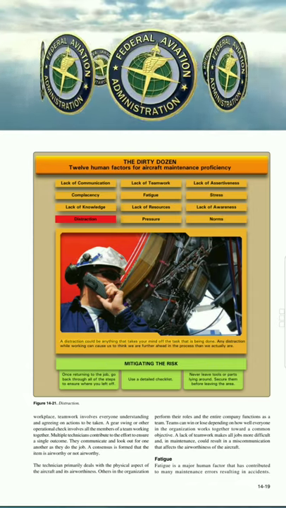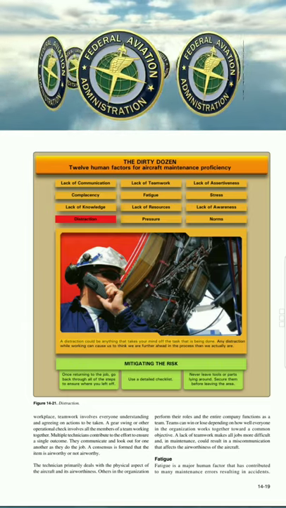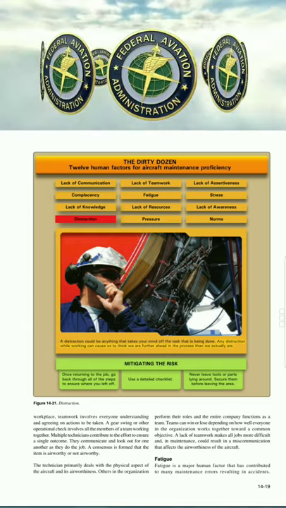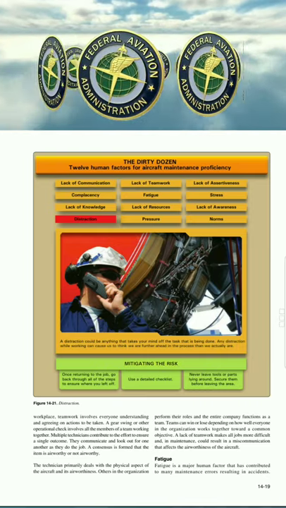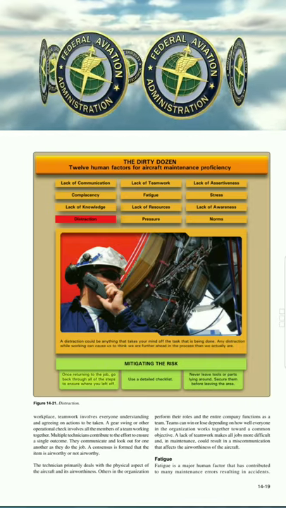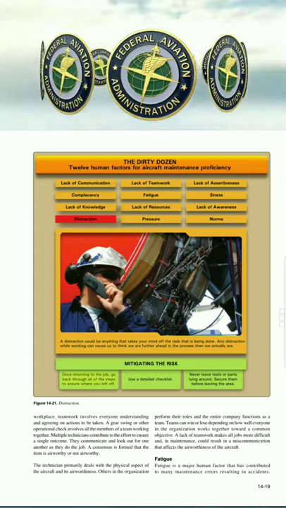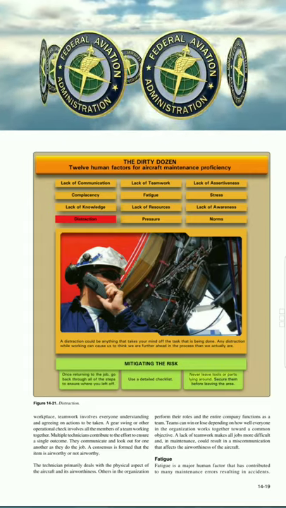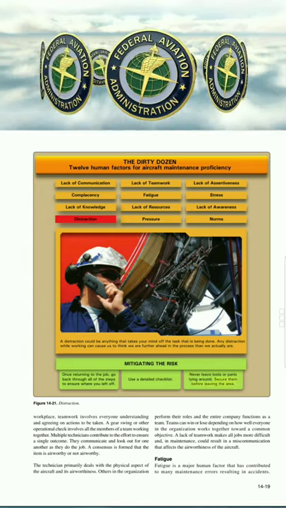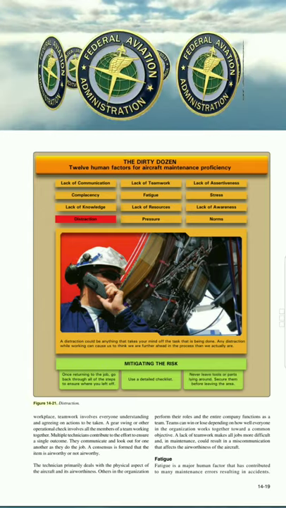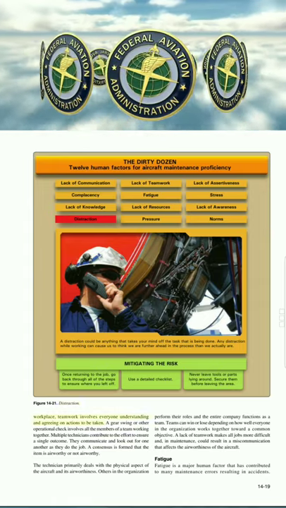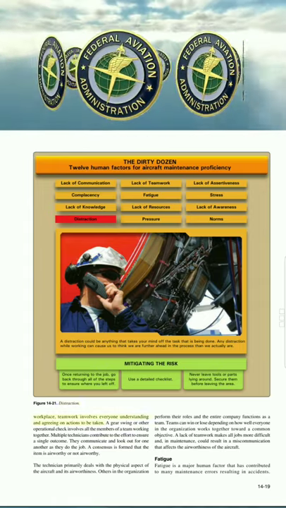A distraction could be anything that takes your mind off the task that is being done. Any distraction while working can cause us to think we are further ahead in the process than we actually are. Mitigating the risk. Once returning to the job, go back through all of the steps to ensure where you left off. Use a detailed checklist. Never leave tools or parts lying around. Secure them before leaving the area. Figure 14-21. Distraction.